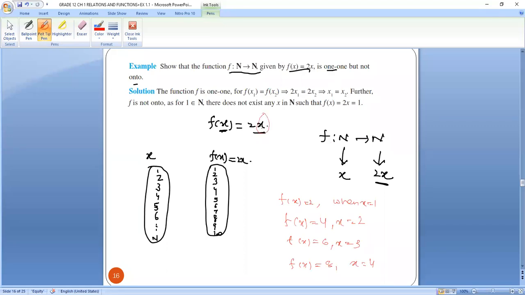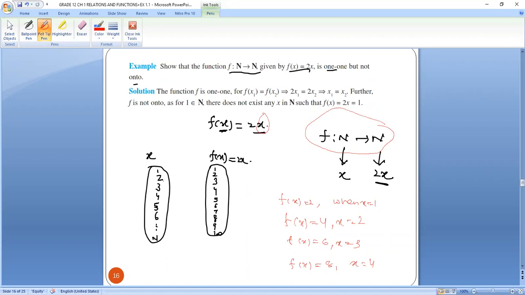When x is equal to 1, 2 into 1 is 2. When x is 2, 2 into 2 is 4. When x is 3, 2 into 3 is 6. When x is 4, 2 into 4 is 8. This way. Now, this is also a set of n natural numbers. We have defined this function: f is a mapping of n natural numbers to n natural numbers.